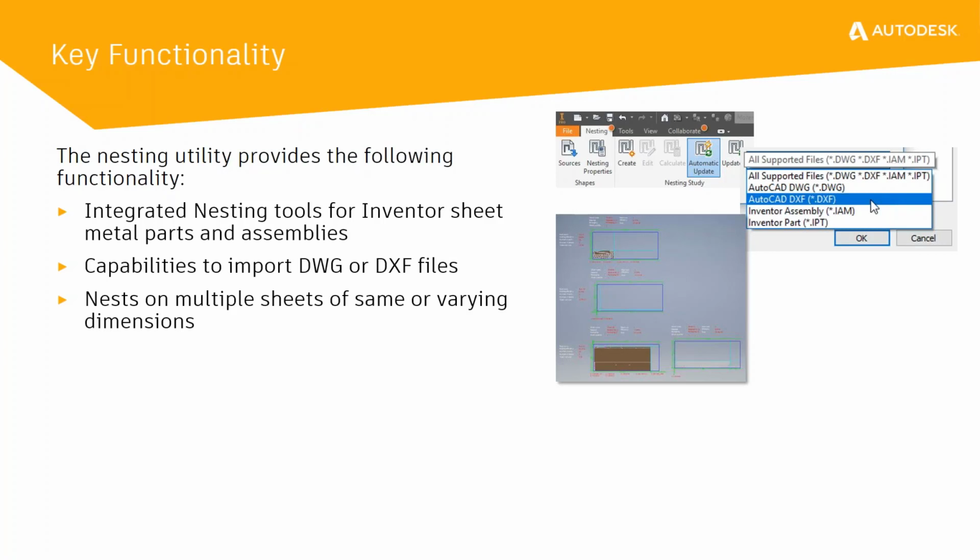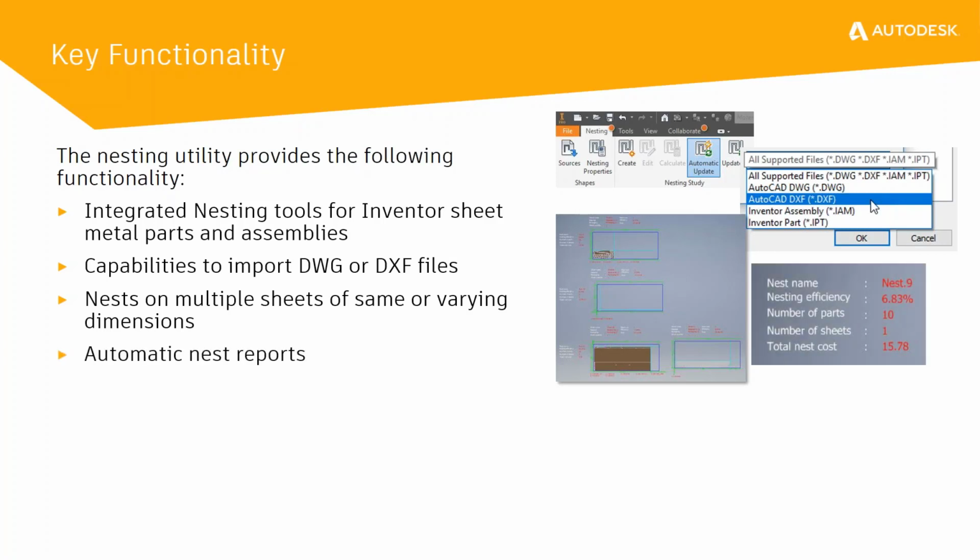So it will divide those up into multiple sheets of various different materials and material thickness, and it does that automatically for us. It will generate a report as part of this process so we can understand the efficiency, the total number of components that we'll be cutting, the number of sheets required to do that, and give us an indication of cost associated with that process as well.